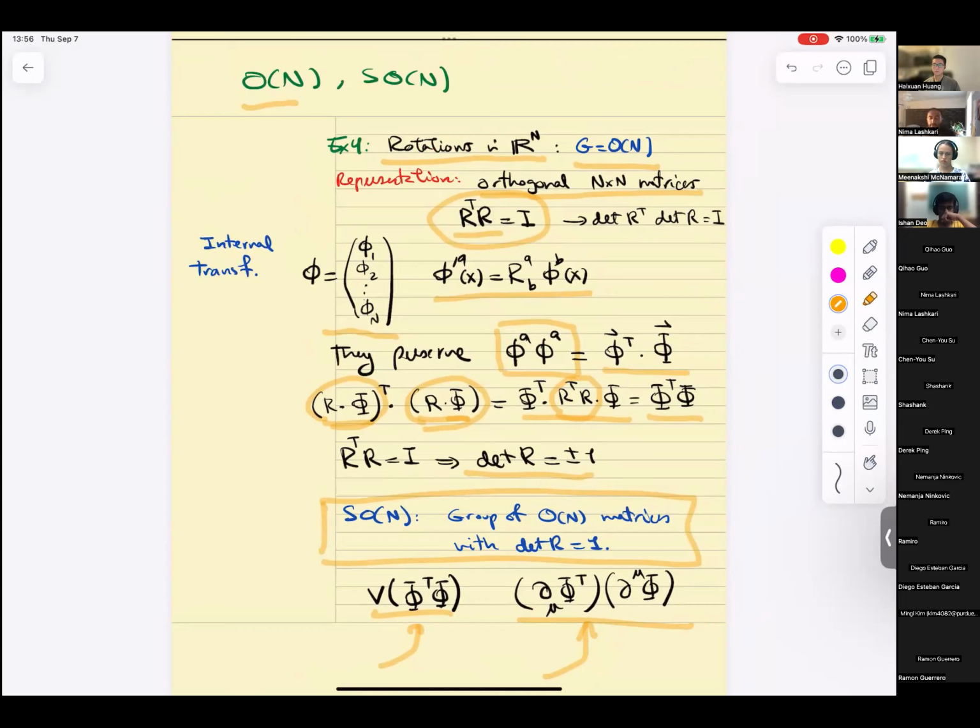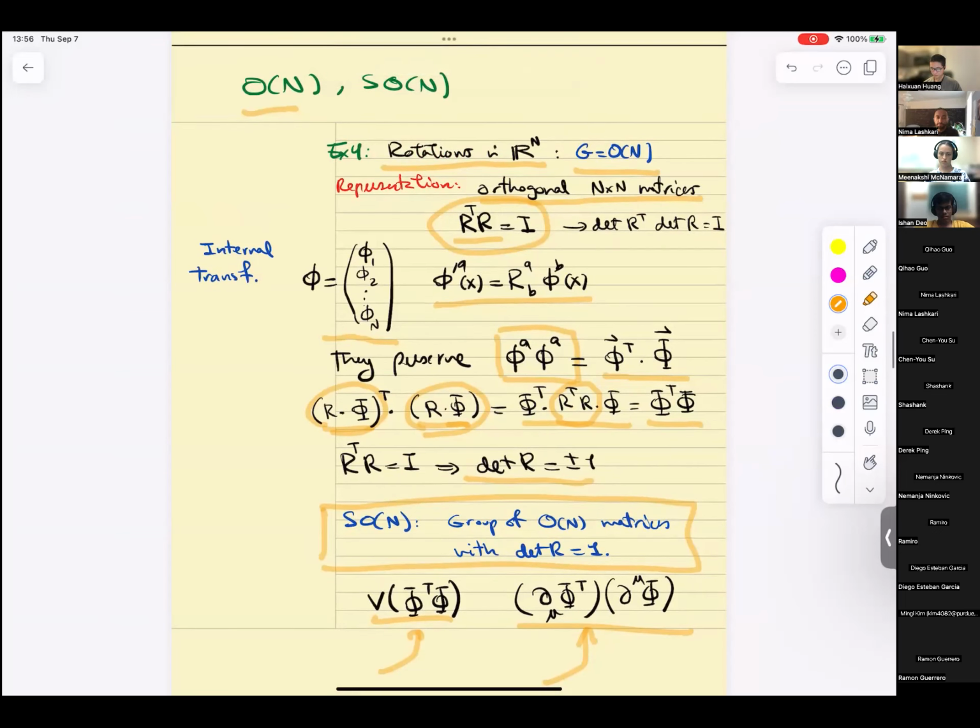All right, any questions about O(N) and SO(N)? I assure you this is not the last time you deal with these. As long as you're in physics, you're going to be dealing with one of these groups. Questions?